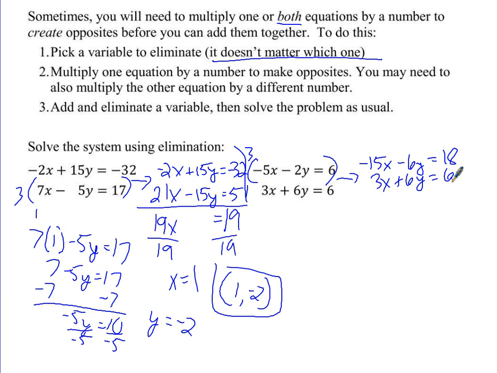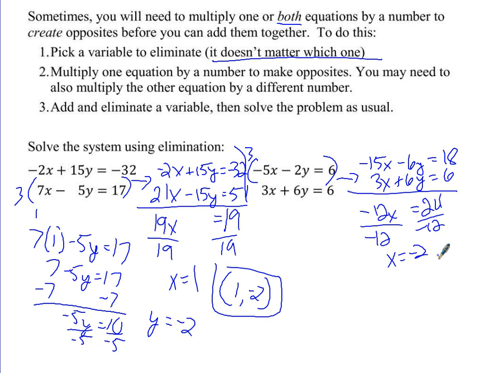Okay, if we add now, does something disappear? Yeah, that was the whole goal. So we draw our line and add, what do we get? Equals, yeah, that's 24. Now what? Divide both sides by negative 12. Yeah, just about negative 2. Okay, now what?